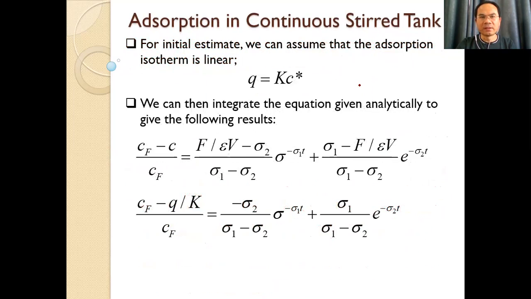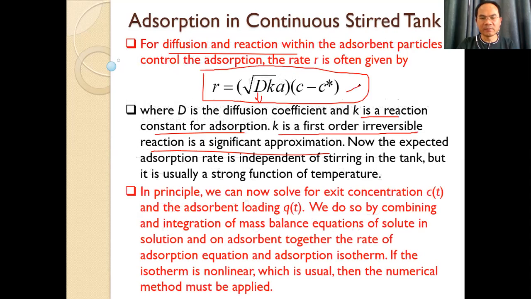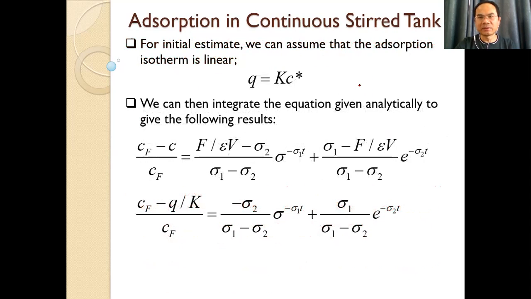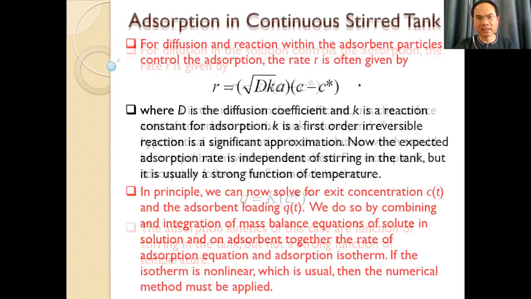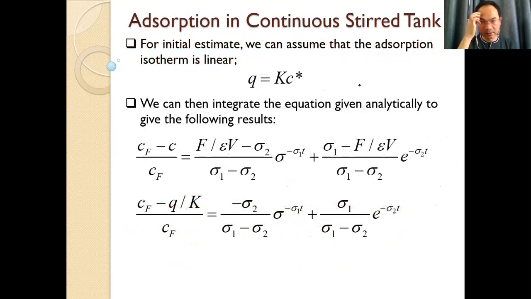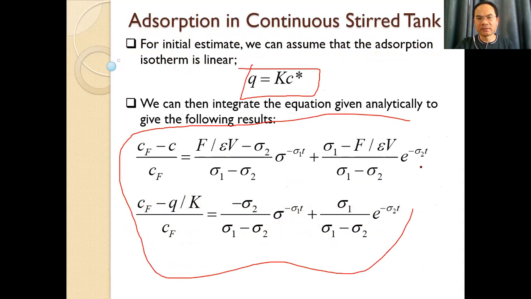For an initial estimate, it is easy: we can assume the adsorption is linear. If we assume the adsorption is linear, we can integrate these two equations, and then we get this result. This is the approximate solution, with Q a linear function of equilibrium concentration. We get this expression.